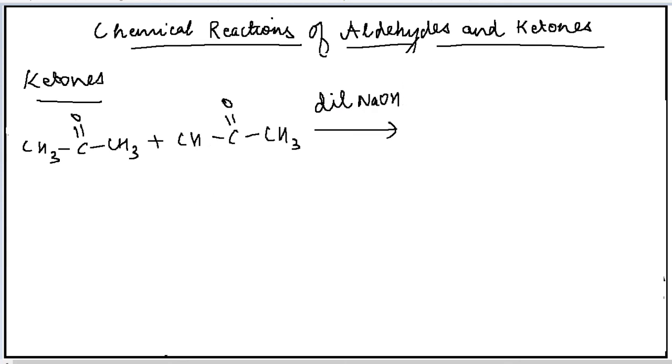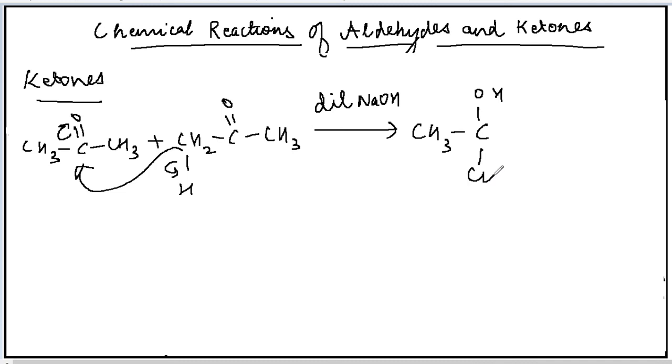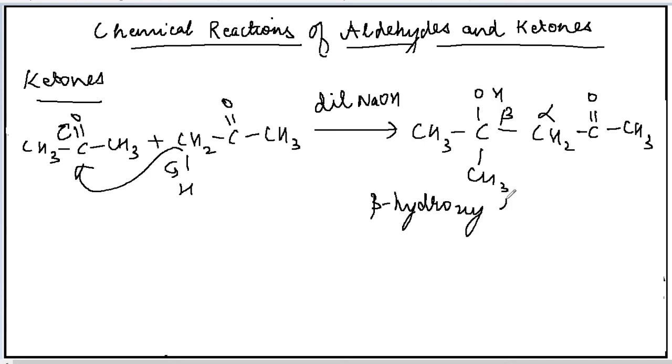I can open this structure. The bond will shift here. This hydrogen will come to this oxygen. Look at the product, what is formed. This is alpha, this is beta, this is your beta hydroxy ketone. It has a ketonic group and a hydroxyl group at the beta position, and is also known as ketol.